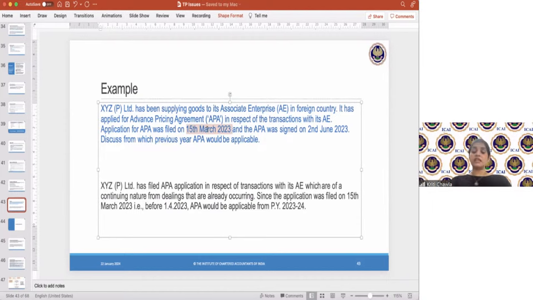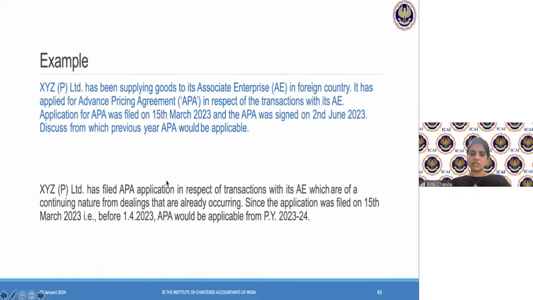But because we filed this before the financial year ending, because we filed it on the 15th of March 2023, that means our APA will be applicable from previous year 2023-24. So 1st April 2023 to 31st of March 2024, it will be applicable for that particular year. So this is what it basically says in respect of the APA application.